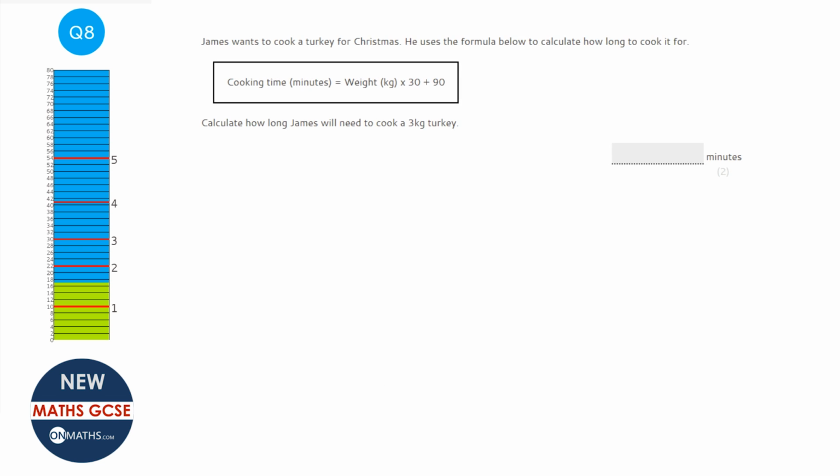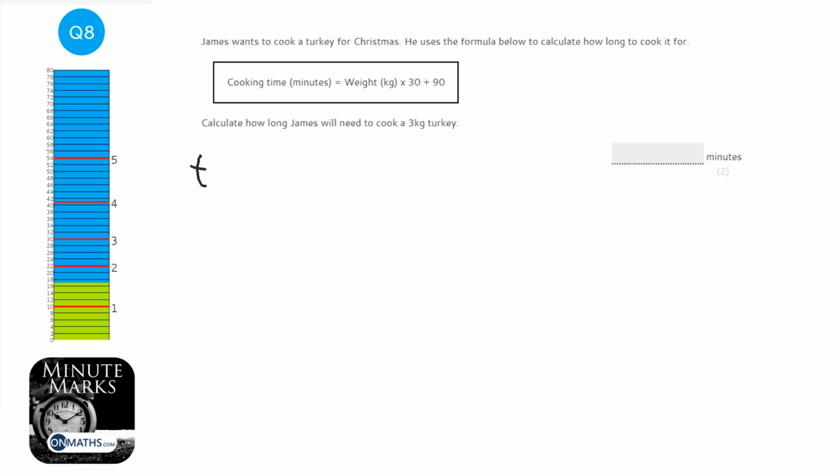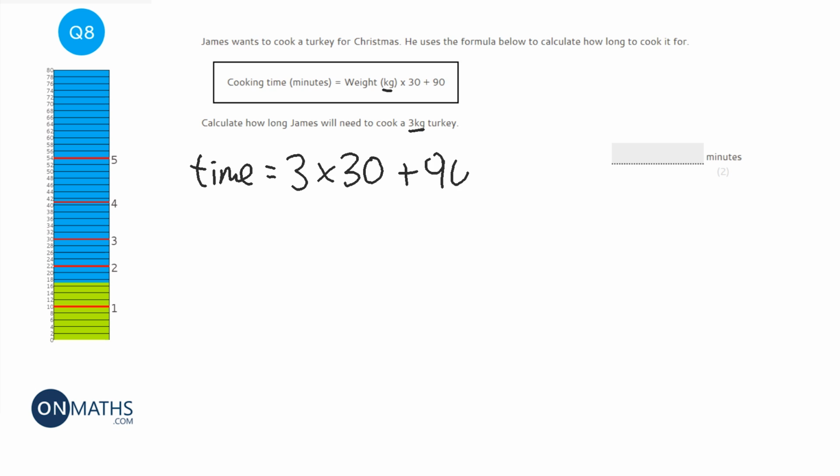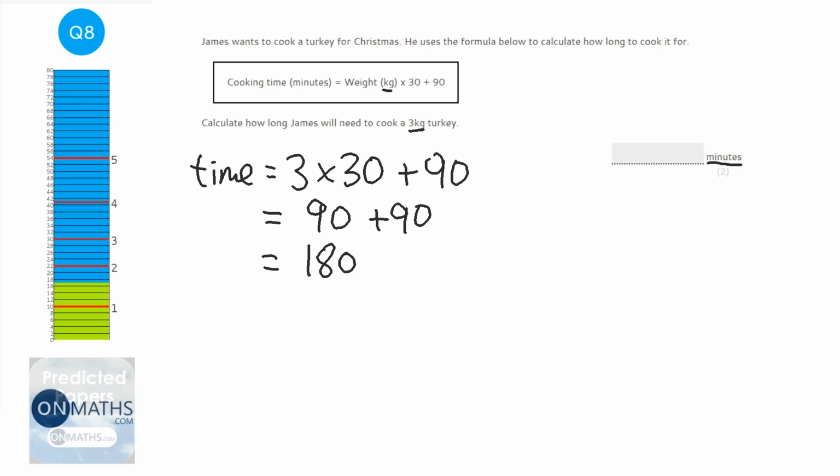So we're given a basic formula to work out how long this turkey is going to take to cook. It says that the cooking time, so we can just call that time, is the weight, which it says is a 3 kilogram turkey, and just check that the units are the same, which they are. So it's the 3 times 30, then add 90. 3 times 30 is 90, and 90 plus 90 is 180. Now just double check that it wants it in minutes. Sometimes it'll ask for it in hours. Well, it says it wants it in minutes, so 180.